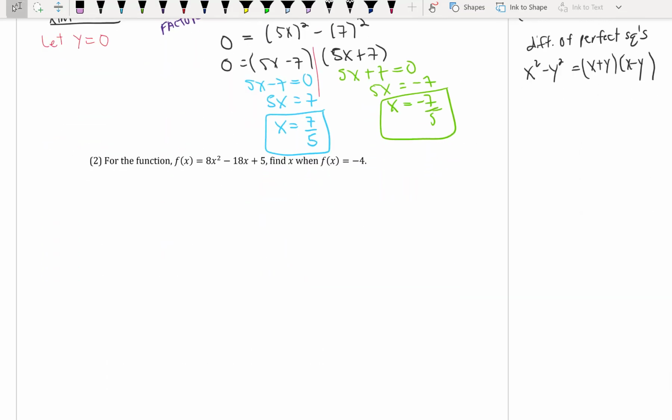Now, another way to phrase this, or use this type of function, is to find a value. So for example, number 2. For the function f of x, find x when f of x is equal to negative 4. So it says to find x, and this is the description that it gives us. So we are going to use this information. So we are going to use that f of x is equal to a negative 4. Well, remember that y is equal to f of x. So you're really just saying, let your y value equal to a negative 4.